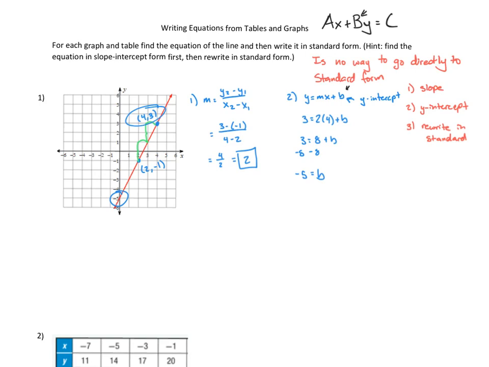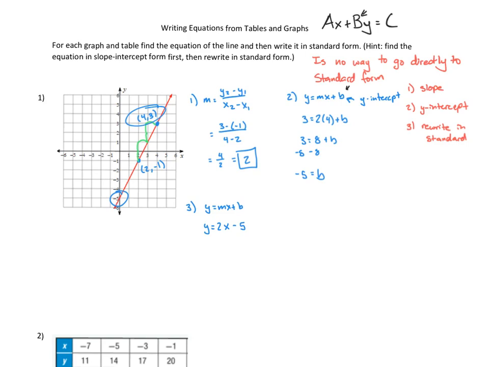Okay. Now we go on to step 3, which is to plug in and write in standard. Now what I mean by that plug in bit, we have our slope, we have our y-intercept, so I'm going to plug everything back in to slope-intercept form. Okay, so I have y is equal to 2x minus 5. All I did was plug my slope and my y-intercept back in.